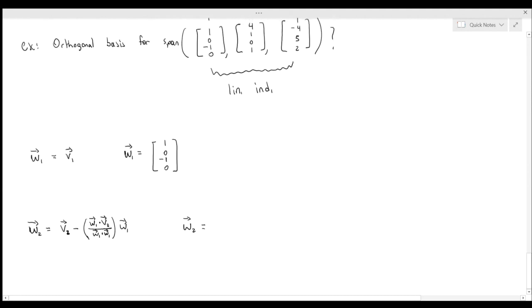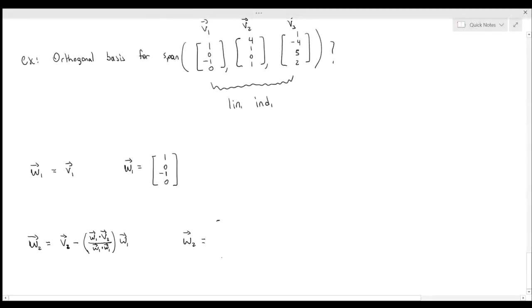So let's do those computations. I'm going to plug in V2, which is the vector 4, 1, 0, 1. Now I need W1 dot product with V2. Here's W1, here's V2. The dot product will be 4 plus 0 plus 0 plus 0. So we got 4 in the numerator. W1 dot product with itself is 1 squared plus 0 squared plus 1 squared plus 0 squared, so 2. So it'd be 4 over 2 and then times W1.